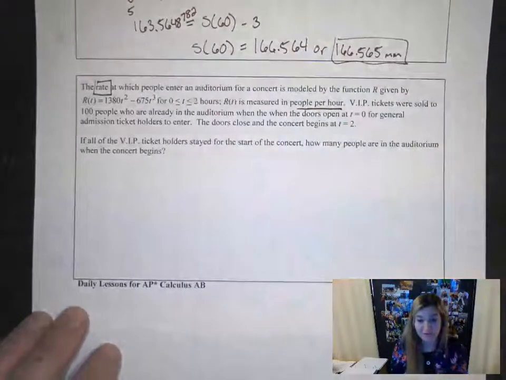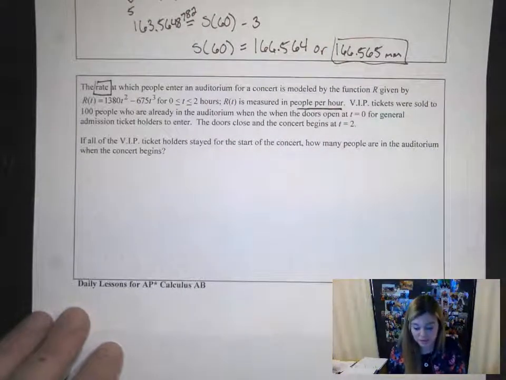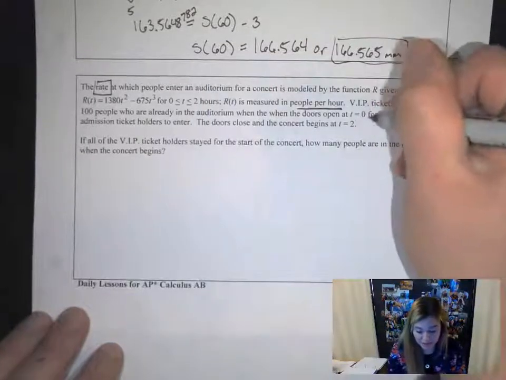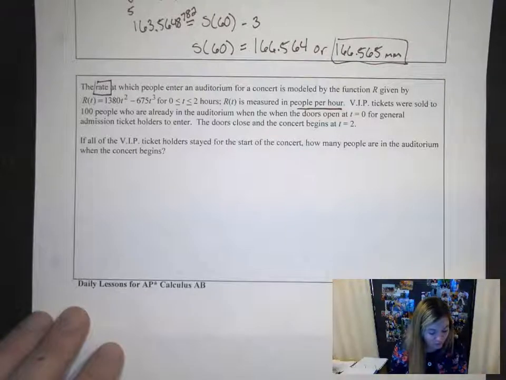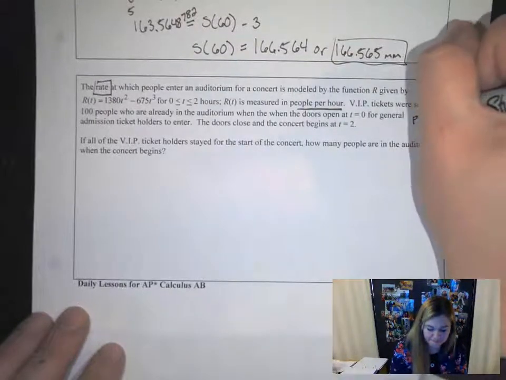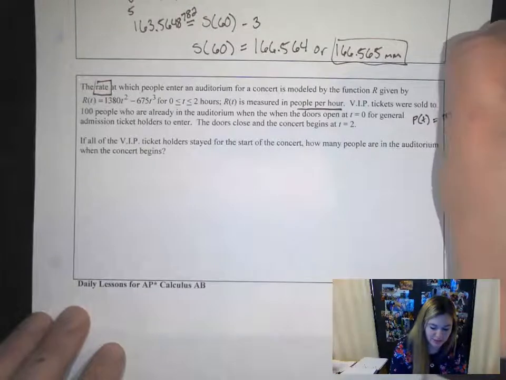So the rate. VIP, very important persons, tickets were sold to 100 people who were already in the auditorium when the doors opened at time t equals 0. Okay, so let's actually just name some of these together. What is something that we could name as far as if R of t is the rate that people are entering? How about P of t is the number of people?